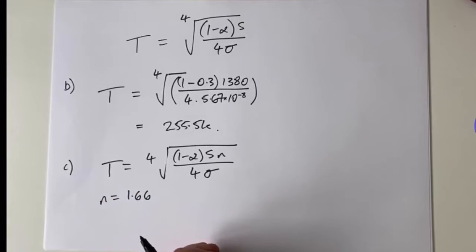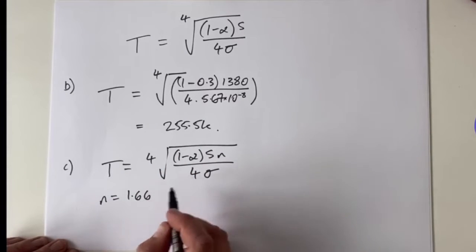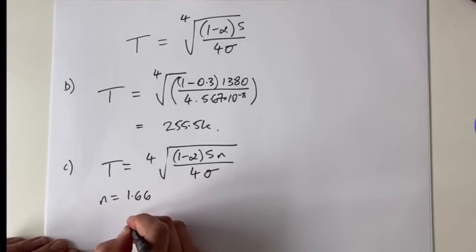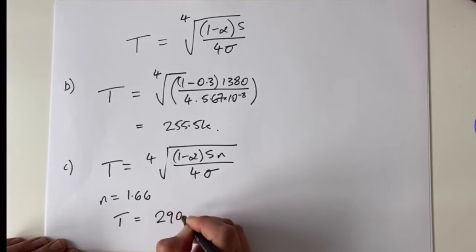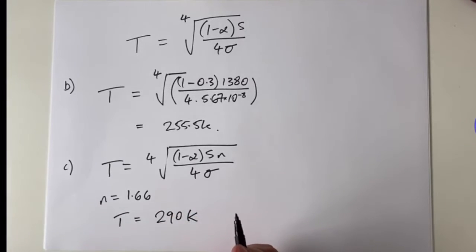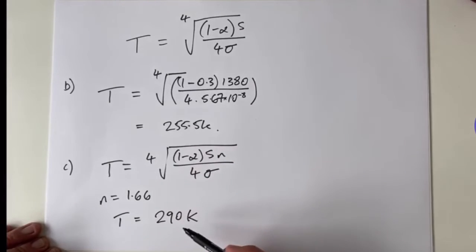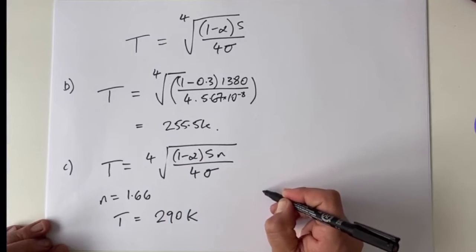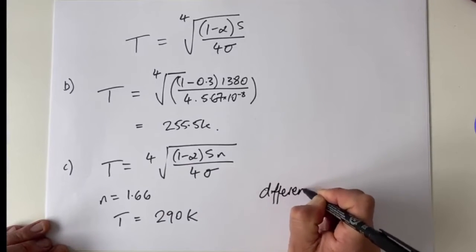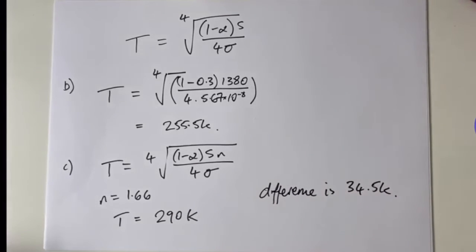So then if we go through and do the same calculation, except this time we've got n equals 1.66, we come out with a temperature of 290 Kelvin. And then the last bit of the question asks, what's the difference between these two? I.e. how much warmer is it when we account for the greenhouse effect? So this number minus this number here, the difference is 34.5 Kelvin. Okay, that's pretty straightforward, I think.